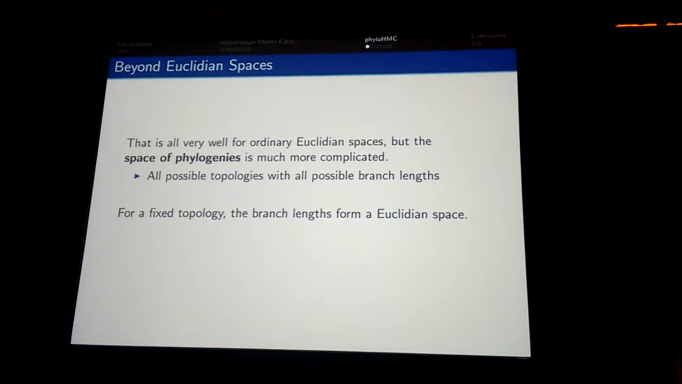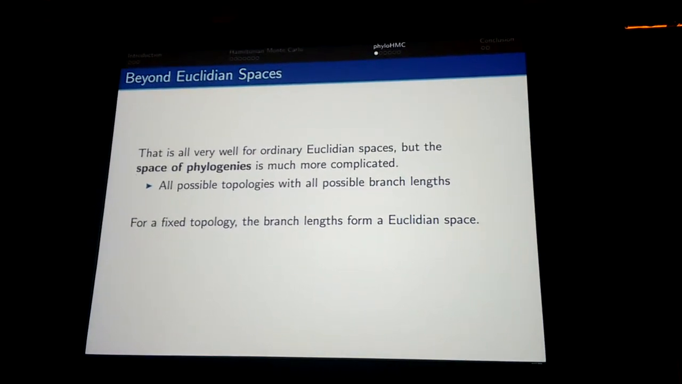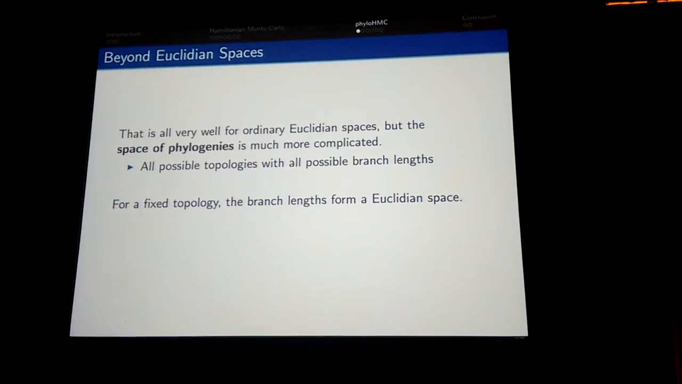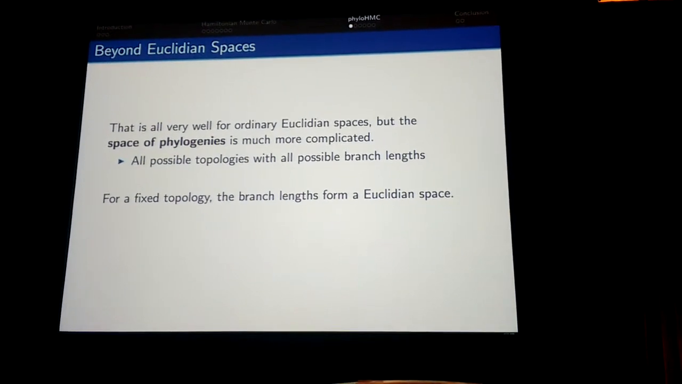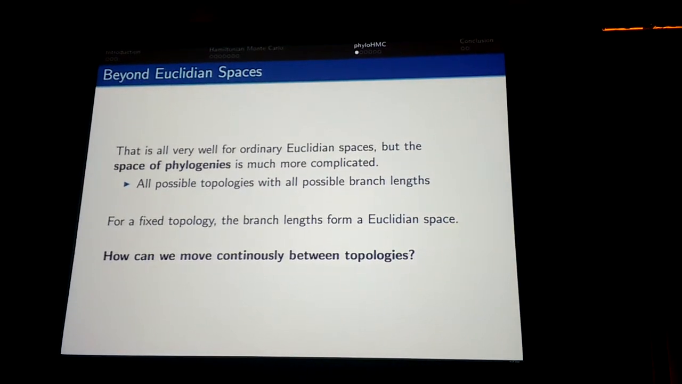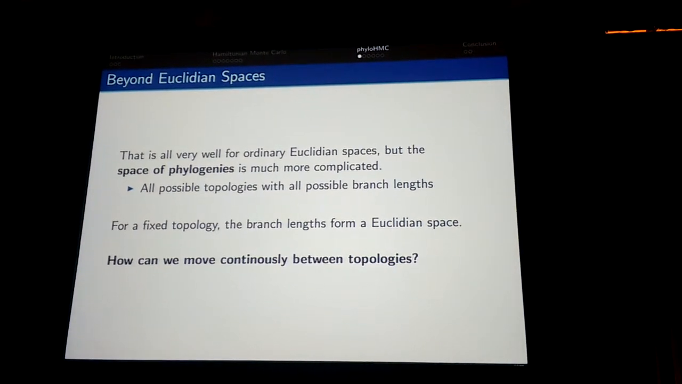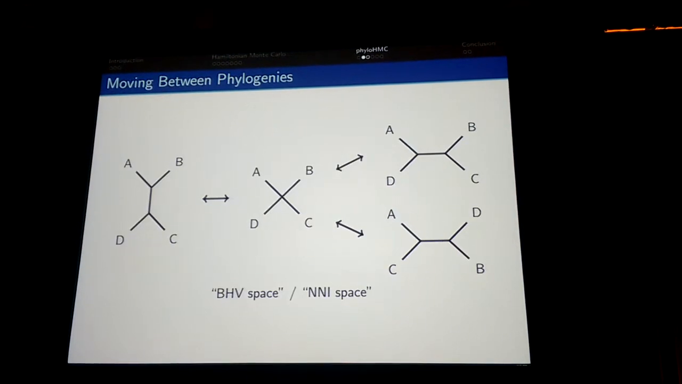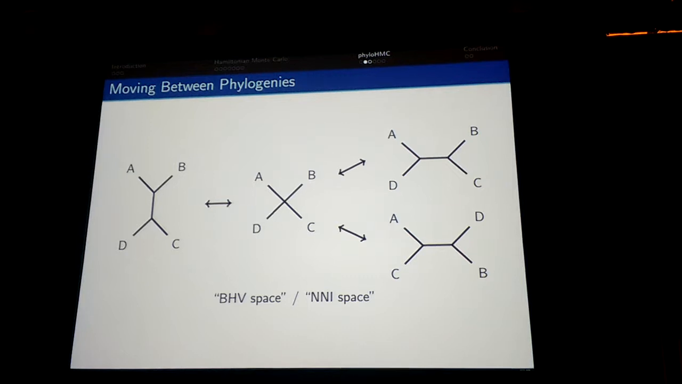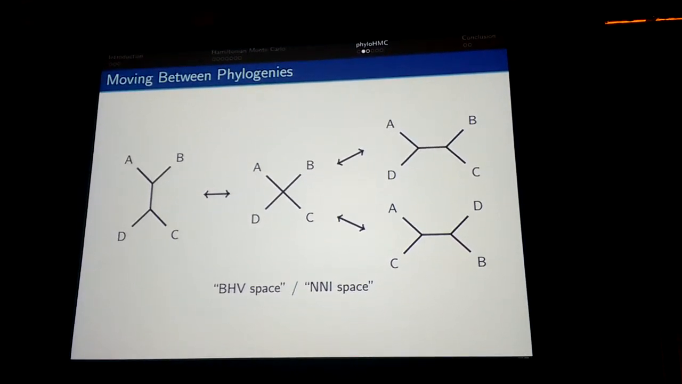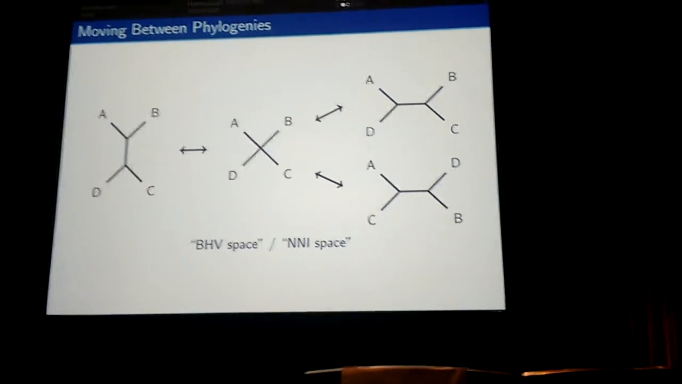And so we can take advantage of the fact that for a single topology, the branch lengths form a Euclidean space. And we're good at Euclidean spaces. The Hamiltonian Monte Carlo algorithm works great for Euclidean spaces. So then all we need to do is figure out how we can move continuously between topologies in the space. So what do I mean by that? We had some contention about what exactly this is called, but if you're familiar with BHV space, or an NNI space with branches, this is what we're about to look at.